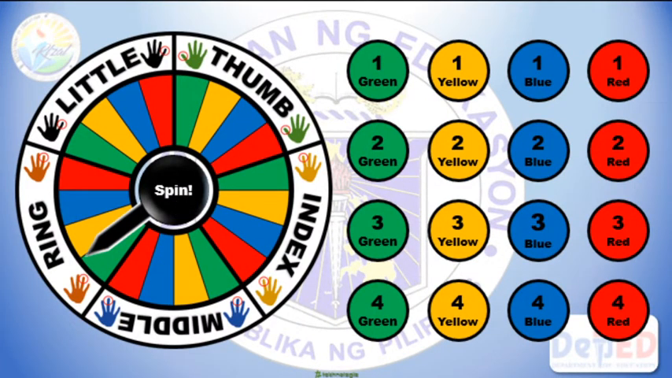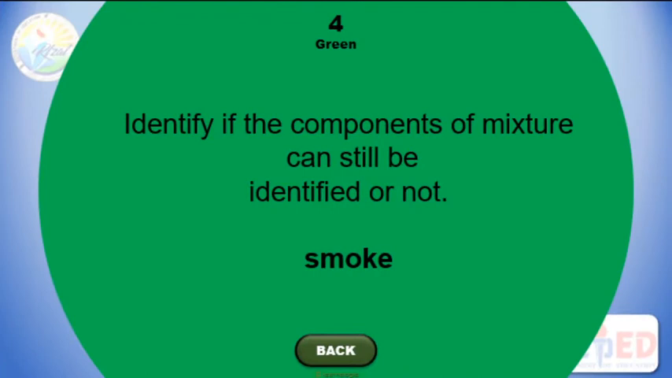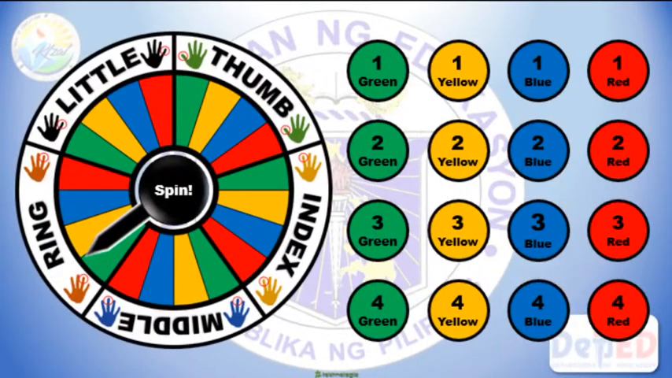So we have the ring finger. So that's number 4 and green color. Identify if the components of mixture can still be identified or not. Yes, we can still identify the components of the smoke. Very good! So, did you get a perfect score? Alright, congratulations!